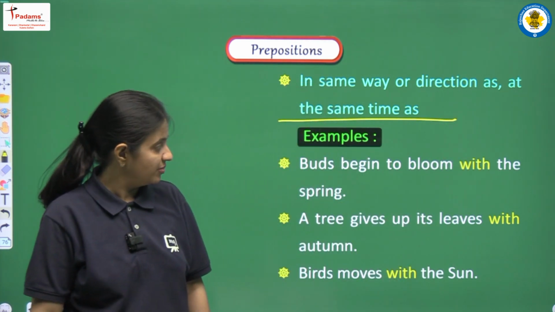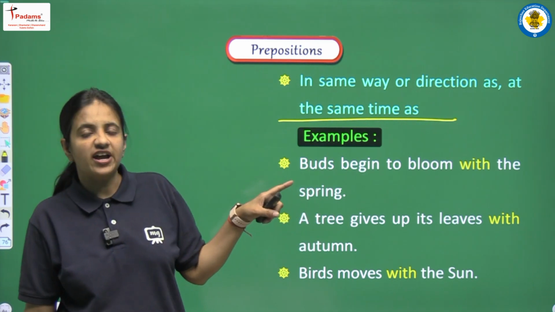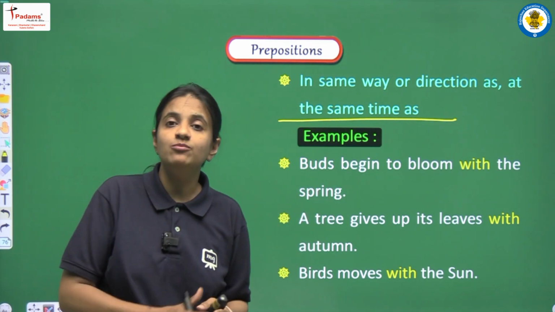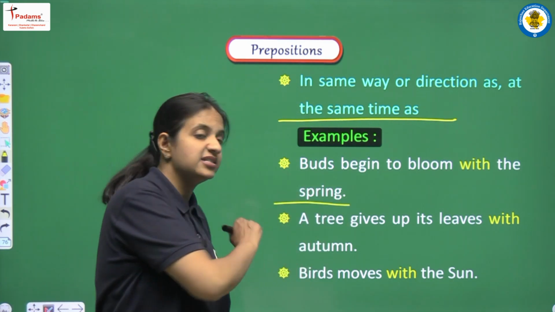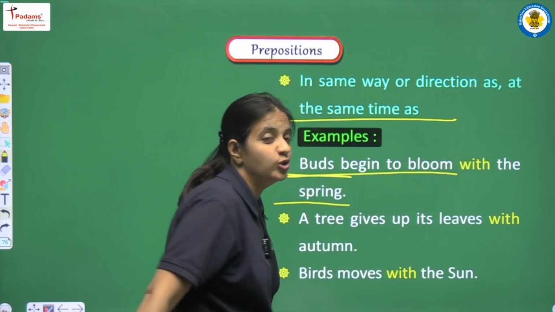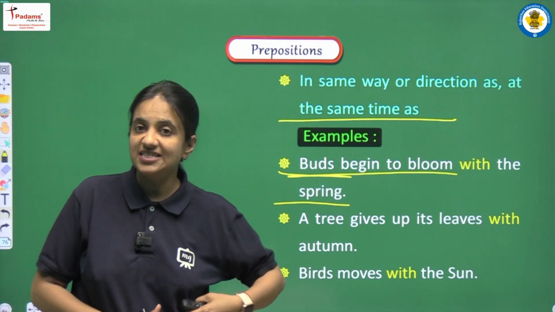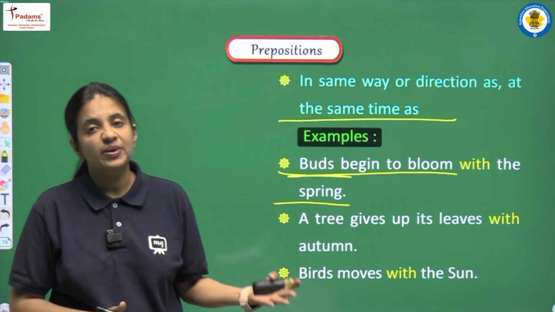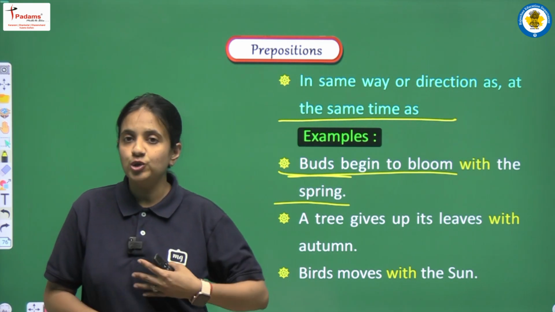Okay. Next, in the same way or direction as, the same time as. Let's see the examples. Birds begin to bloom with the spring. So here we are trying to show the same time of two different things. We are saying that when there is a spring season, then only the birds start to bloom. So these are two different things, but they occurred at the same time.